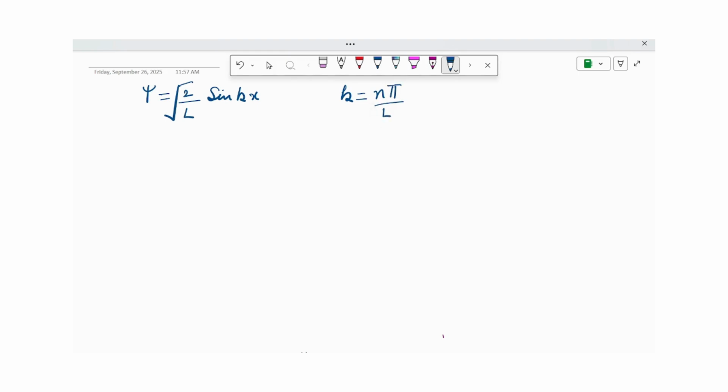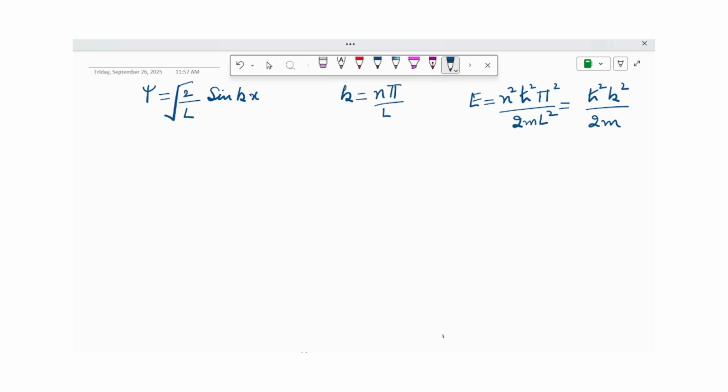Also, we calculated the expression of energy as E equals n square h cut square pi square over 2m L square, which is also equal to h cut square k square over 2m. So now we will extend this case to three dimensions. That means when an electron is moving in the lattice of three dimensions.